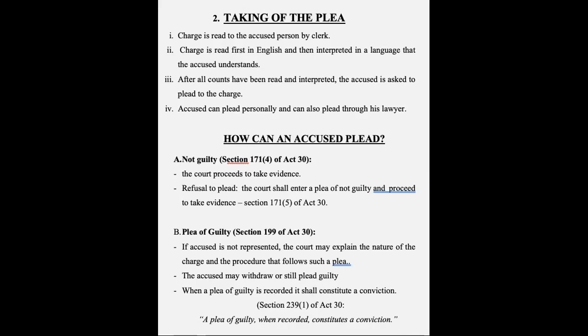What are the options available to the accused person if the accused person intends to plead? If you look at section 171, subsection 4 of Act 30, it deals with the plea of not guilty. The accused can plead not guilty. If the accused pleads not guilty, then it means that the court will have to proceed and take the evidence in the case. So if you plead not guilty, you are saying that you are innocent and that what the prosecution brought against you, they cannot establish the offense. So in that case, the court will have to proceed to take its evidence in that particular case.